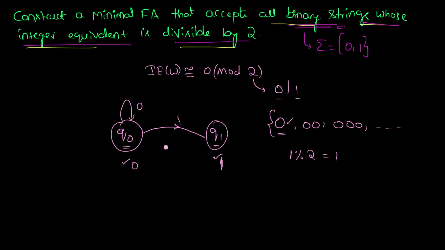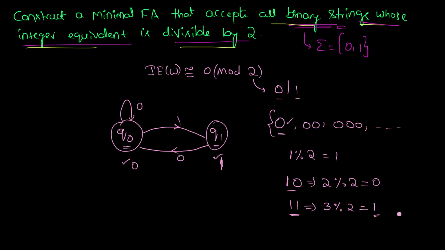So Q0 is complete. Now at Q1, if I see a 0, how did I reach Q1? I reached Q1 on seeing 1, right? If I see a 0, the integer equivalent will be 2. When I divide 2 by 2, it leaves the remainder 0. So if I see a 0 from Q1, I will go to Q0, right? What if I see 1 at Q1? The integer equivalent of 11 is 3. When we divide 3 by 2, it leaves a remainder 1. So the state corresponding to remainder 1 is Q1 itself, so I will be in Q1 on seeing 1, right?